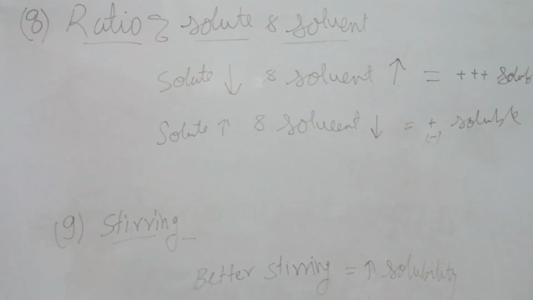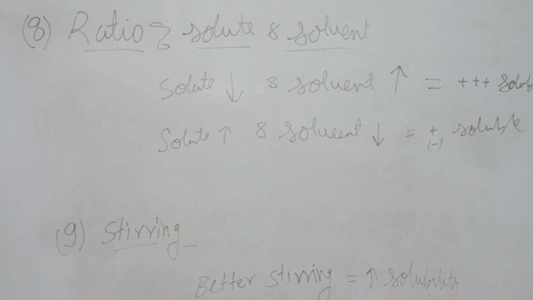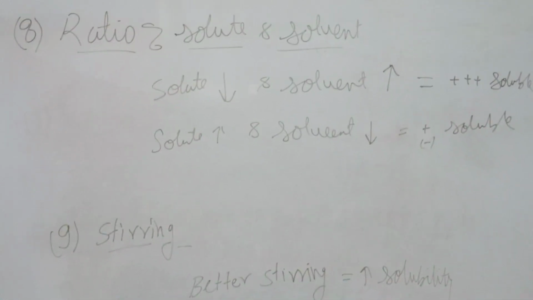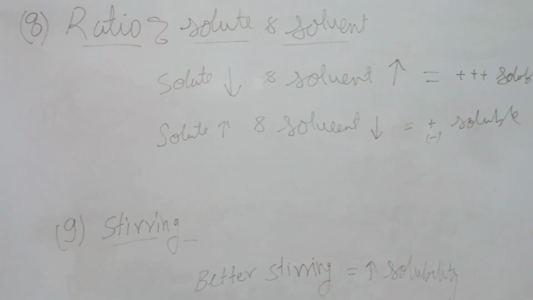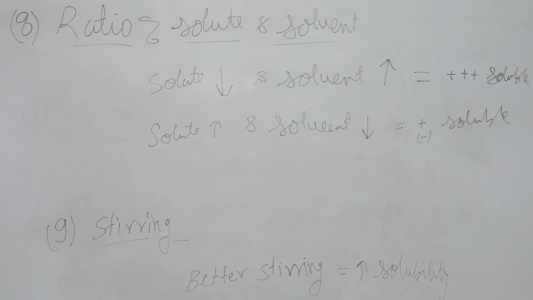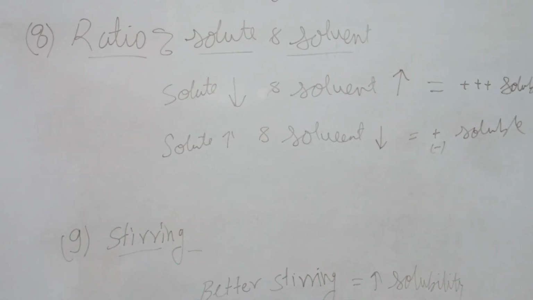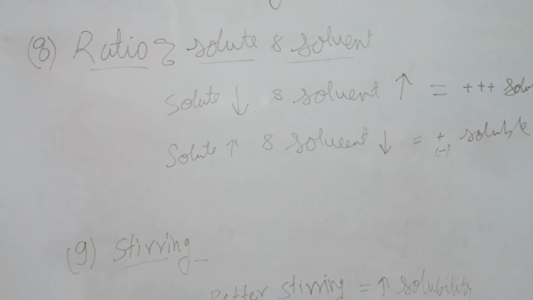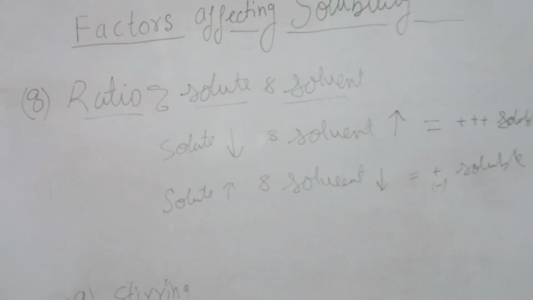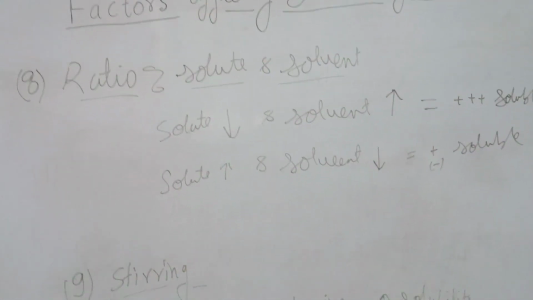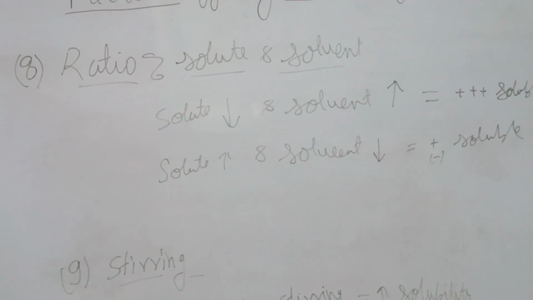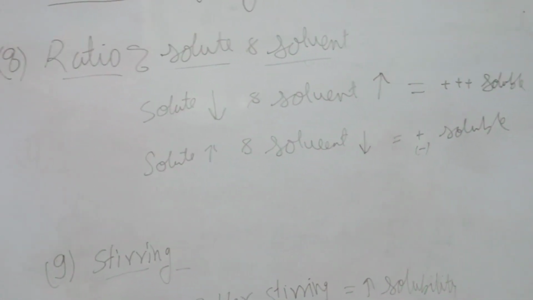So I have discussed all the factors which I stated earlier, at the start of my video. I discussed all the 9 factors which affect the solubility of a given solute in a solvent. So this is how all these factors affect the solubility of a solute in a given solvent.